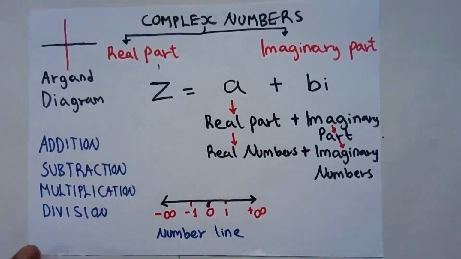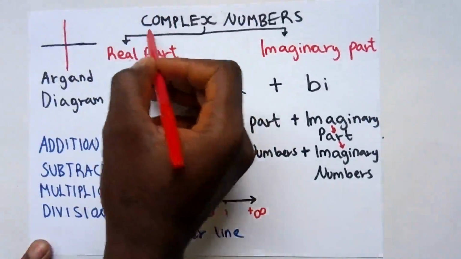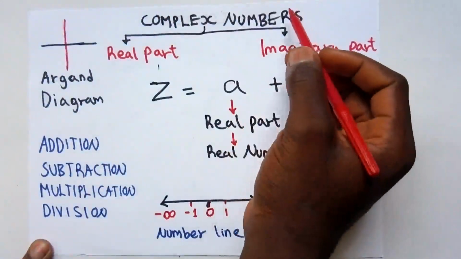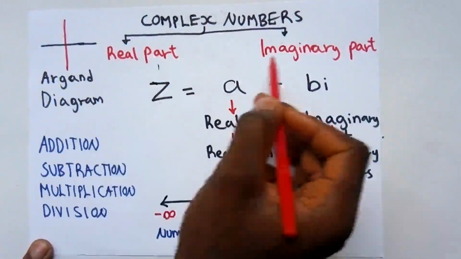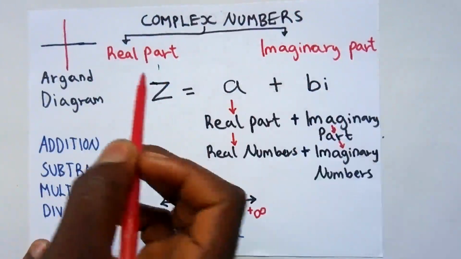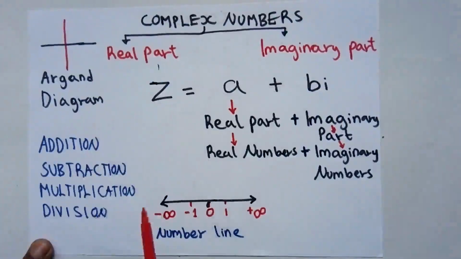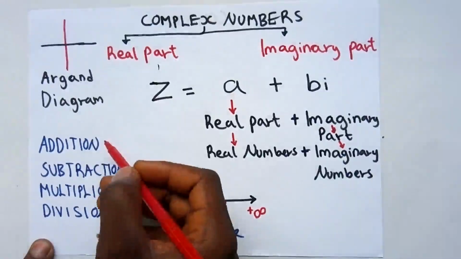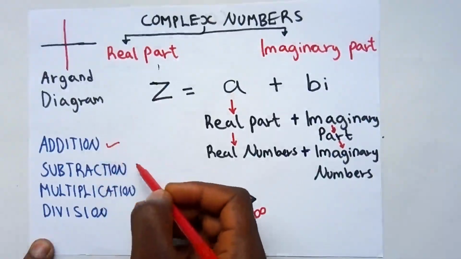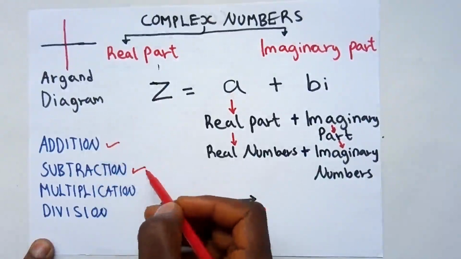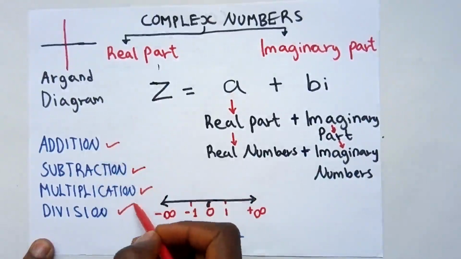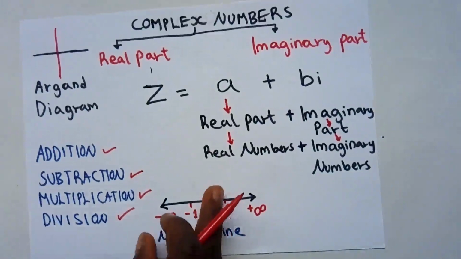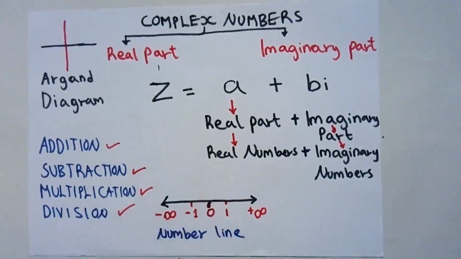In this video, I'm going to explain the concept of complex numbers, which comprise two parts, the real part and the imaginary part, the Argand diagram, and how to perform the basic arithmetic of complex numbers, which includes the addition, the subtraction, the multiplication and division of complex numbers. So, what is a complex number?